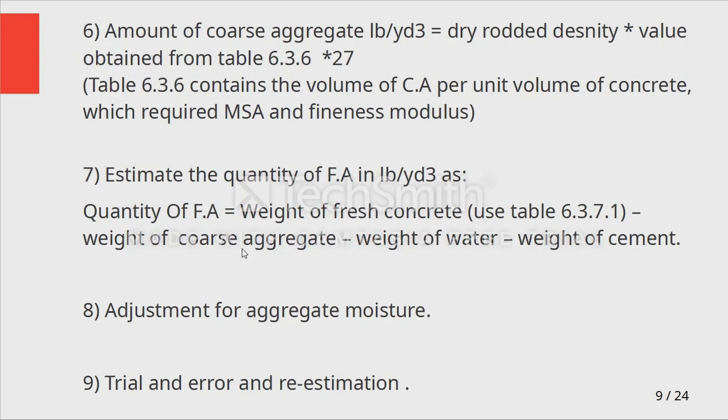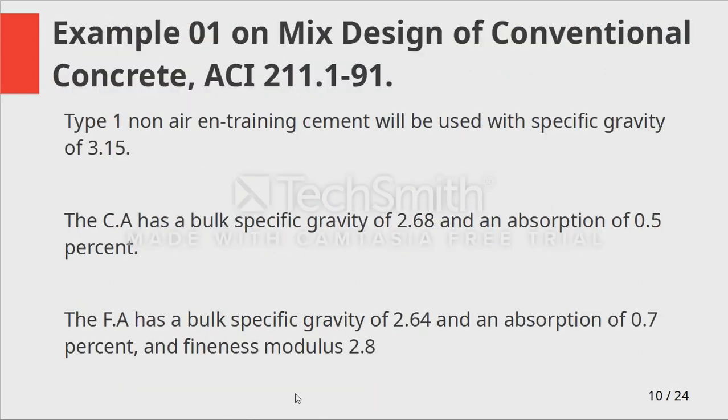And once you know these values, you should do the adjustment for aggregate moisture, and then finally trial and error and re-estimation. So you should check the workability, whether the finalized proportion is giving you the required workability or not, and if the compressive strength is not according to the required value, then you should do trial and error and re-estimate.